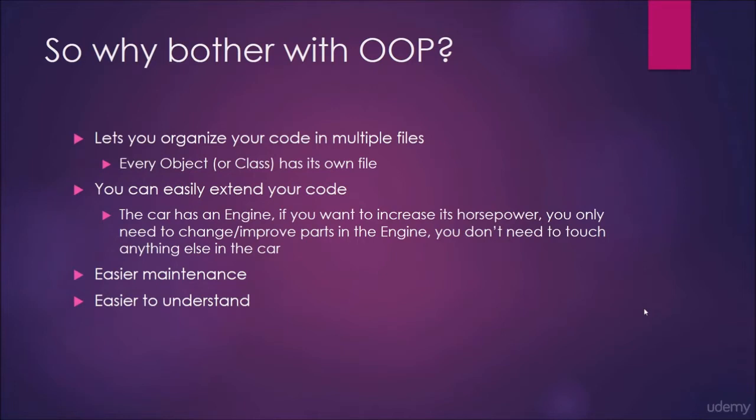So for example, your headlights are still going to work. They are not dependent on the engine, they are dependent on your battery, for example. So this is the main thing behind object-oriented programming. It lets you maintain your code better, you can understand your code better, and you can much easier extend it if necessary. And it's always necessary to do this.